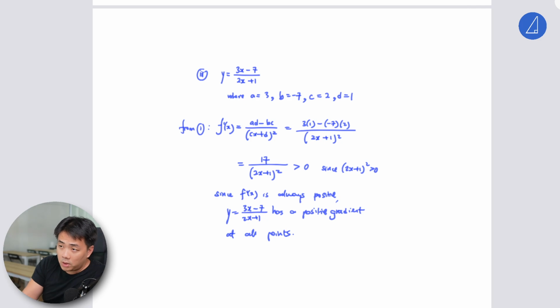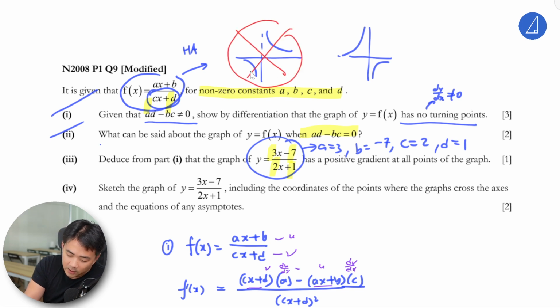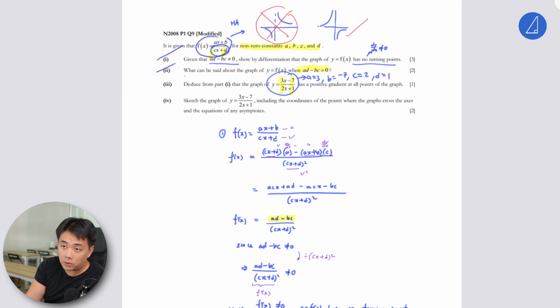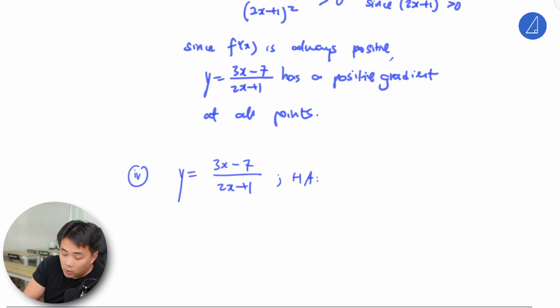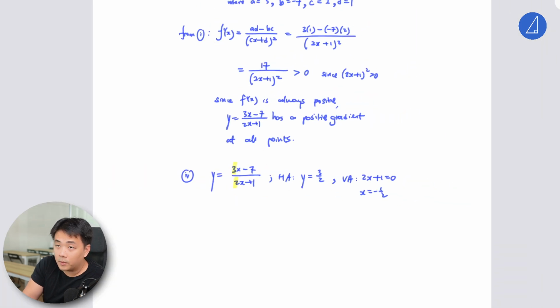So if it's positive gradient at all points, you know that it cannot be this guy here because it's a rational function. It has to be this guy. If you plot it into a graph, it should be a positive gradient, right? So it is this guy here. Then you can just write down the horizontal asymptote and vertical asymptote and start drawing. The horizontal asymptote, if you do a long division, will be just 3 over 2. It's quite fast. Then the vertical asymptote will be 2x plus 1 equals 0, so x equals negative half. Correct. So this guy here.